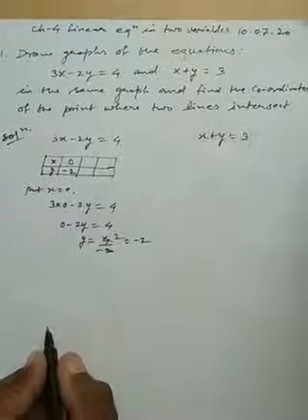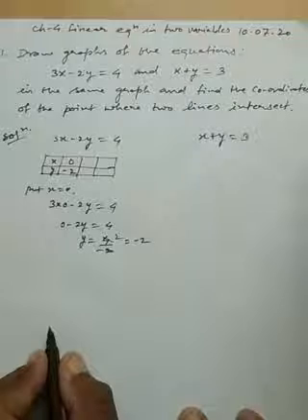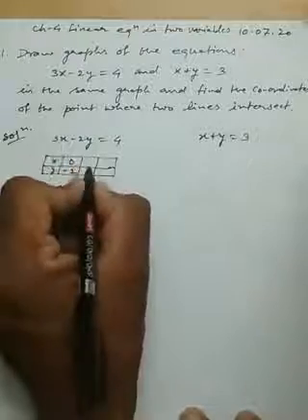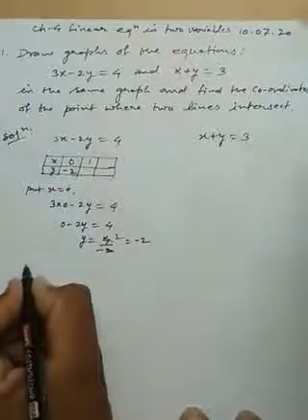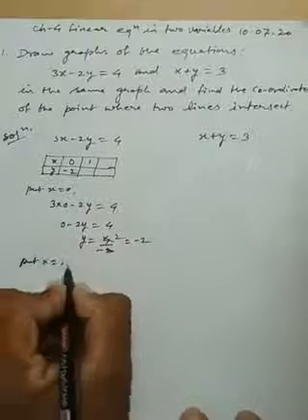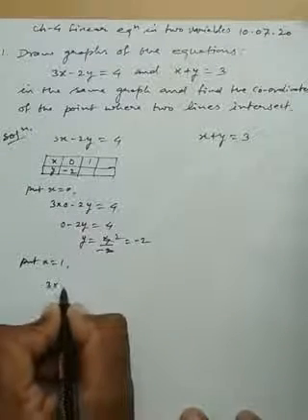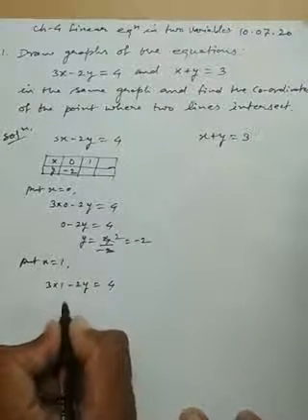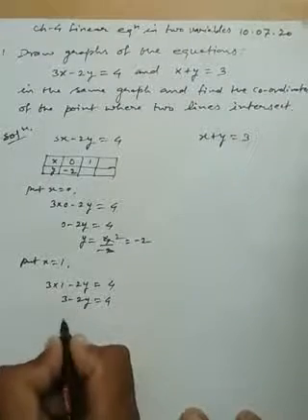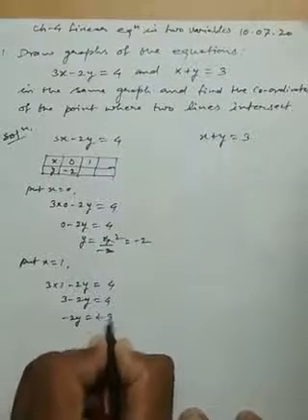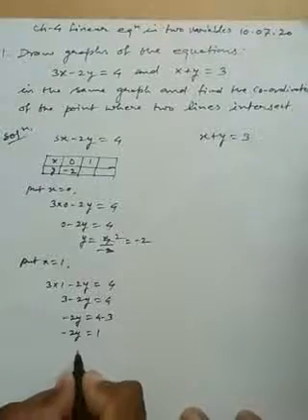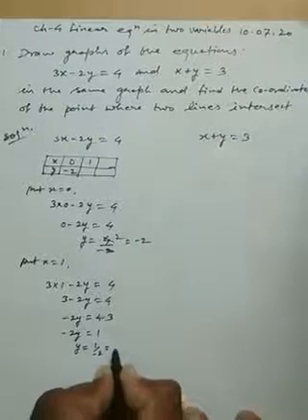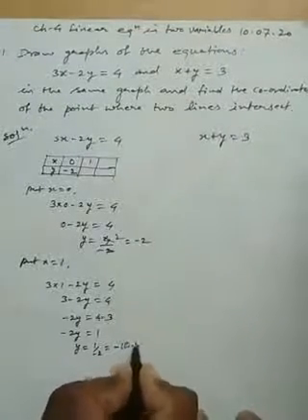Again, we can put the value of x equal to 1. 3 into 1 minus 2y equal to 4. 3 into 1 is 3. 3 minus 2y equal to 4. Minus 2y equal to 4 minus 3, and minus 2y equal to 1. And y equal to 1 upon minus 2, that is minus 0.5.